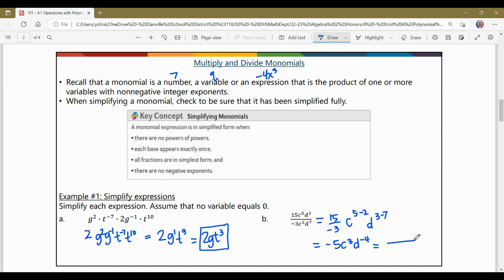So I need to make sure that I put the D to the 4th on the bottom and make it positive, and then leave the -5c cubed in the numerator. The only thing that moves is the letter that has the negative exponent. Numbers do not move and become positive, only exponents do.